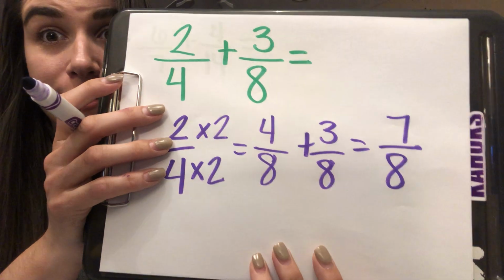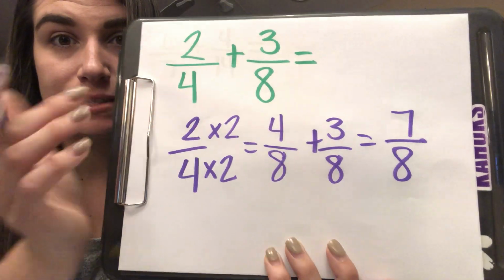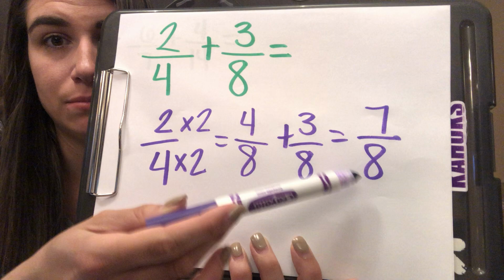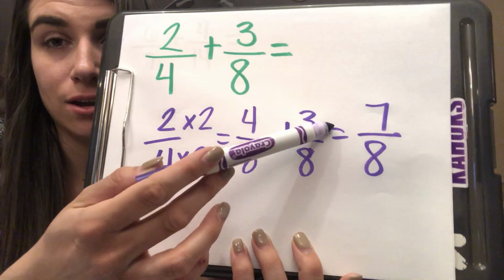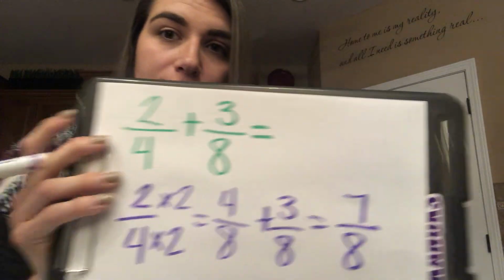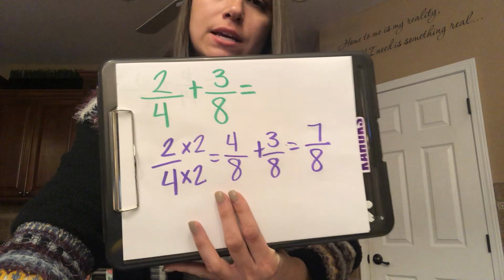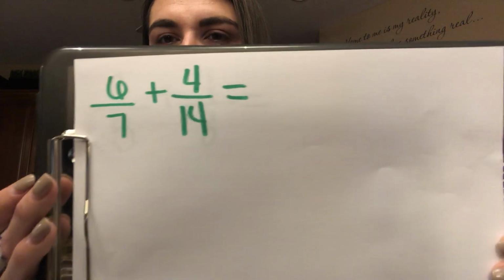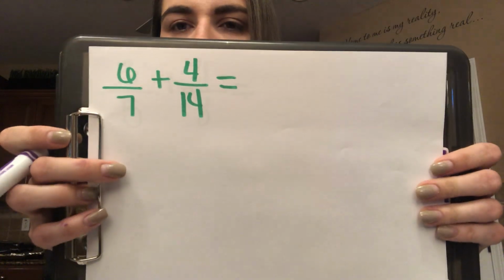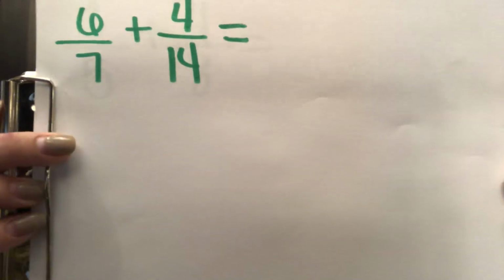Now, this is my final answer because I know I can't simplify because I can't divide the top and the bottom by the same number, and there's less on top, which means that it's just a normal fraction. It's not improper. So 7/8 is your answer. And you are already halfway done. Here we go. All right, your next one, this one is a little bit trickier, is 6/7 plus 4/14. Go ahead and solve.